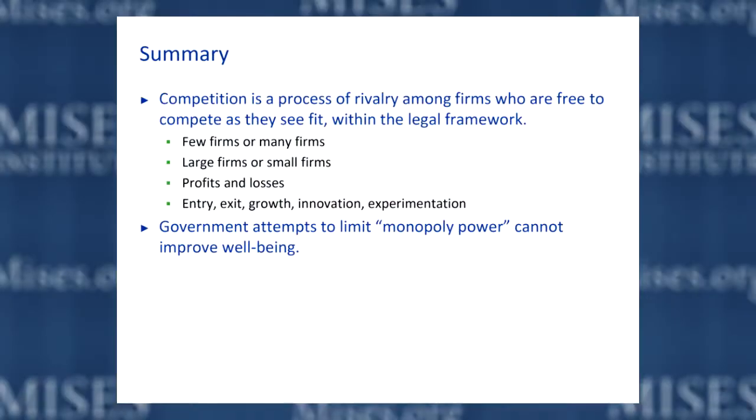Examining a particular market at a particular point in time and arbitrarily deciding that some market shares are too large is simply an arbitrary and unscientific way to think about markets and competition. Government attempts to limit so-called monopoly power or market power cannot improve the well-being of individuals in a society. The best government policy towards competition is for the government not to grant monopoly privilege to its favorite firms.